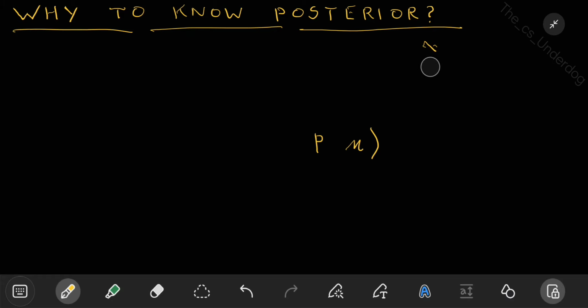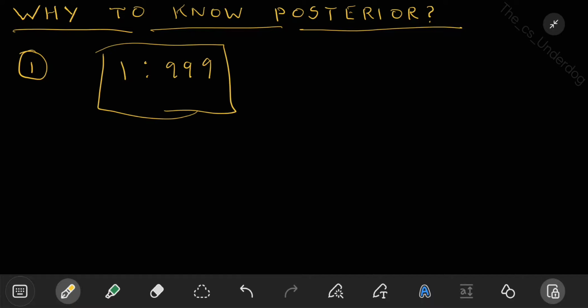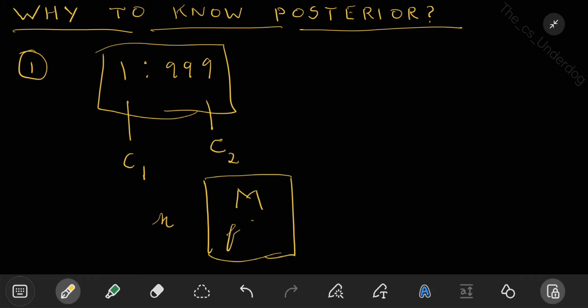Now, if you know the posterior, what are the advantages for a designer or a machine learning engineer coming up with a model? The first advantage is in dealing with skewed data. What is skewed data? Data distributed in a ratio of, let's say, 1 to 999. For every one data point in C1, there are 999 inputs in class C2. This is very skewed. Let us say you designed a basic model in which an input X goes into the model, which designs a function f of X that outputs class C1 or C2.